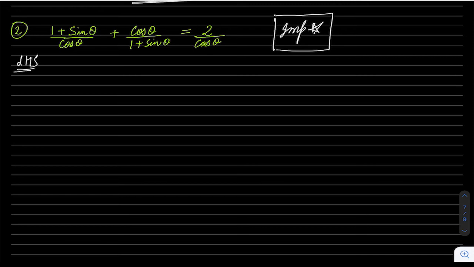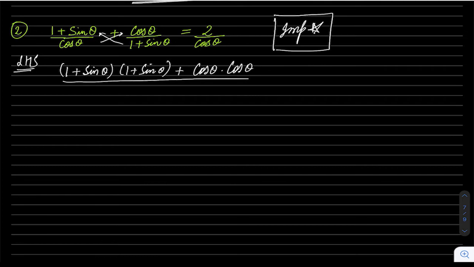First thing that we will do is the same thing as we did in the last question, we will take the LCM. So this will go here and this will go here, right? So this will be 1 plus sine theta times 1 plus sine theta, plus we have cos theta times cos theta, divided by the LCM. What's the denominator? Cos theta, and the second term is 1 plus sine theta. So we will write them as it is.